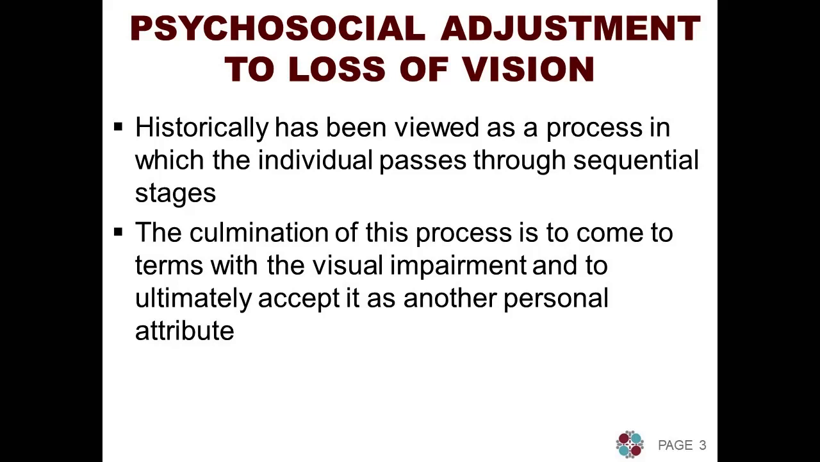So this has historically been looked at as a process by which the individual passes through sequential stages. And this is true for loss as well. We know the stages of loss. Those became very famous, oh gosh, 50, 60 years ago by Kubler-Ross. And so we all have a pretty good idea of that. So historically, that's how it's been looked at.